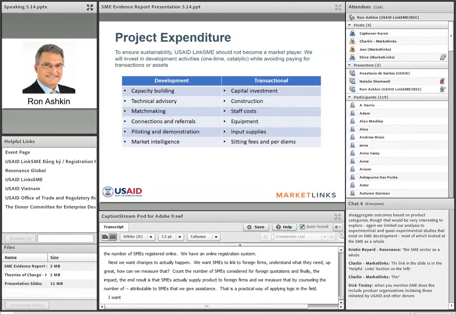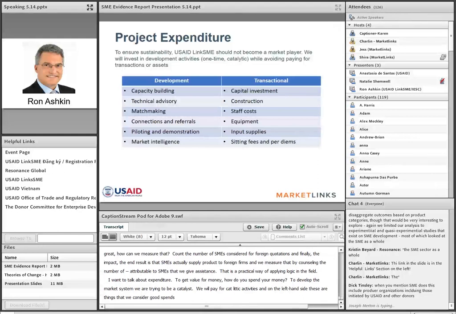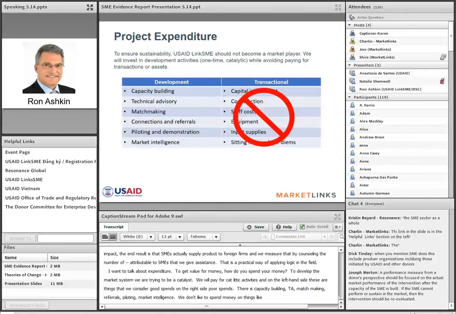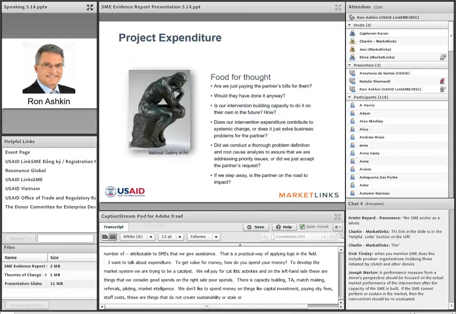I want to talk about expenditure real quickly because you wonder, well, what does that mean? Because to get value for money, how do you spend your money? So to develop the market system, we're trying to be a catalyst, not a market player. So we'll pay for catalytic activities and try to avoid paying for transactions for assets. On the left-hand side, these are things that we considered good spends. On the right-hand side, poor spends. So development activities are capacity building, TA, matchmaking, referrals, piloting, market intelligence. We don't like to spend money on things like capital investment, construction, staff costs, equipment, inputs, paying sitting fees. Those are things that don't create sustainability or scale or systemic impact.